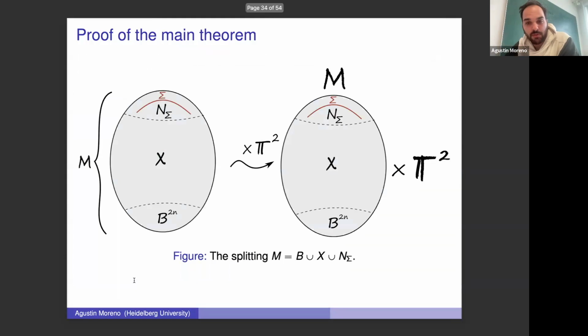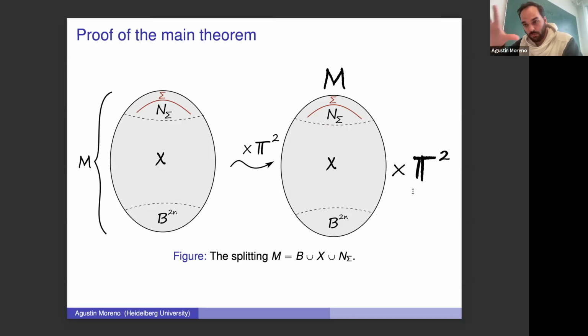So the picture is this one. You have your manifold M. This is your concave neighborhood. This is a symplectic ball. In the middle, you have this cobordism. And then you have a symplectic form here, and a symplectic form down here on the ball. You don't necessarily have a symplectic form in the middle, but you do after you take the product with T2. So that's the pictorial sketch of the proof.